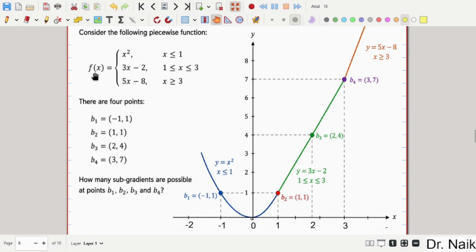Piecewise function means a function uses different equations for different conditions. So f of x uses the equation x square when x is less than or equal to 1. At the same time, f of x uses the equation 3x minus 2 when x is greater than or equal to 1 but less than or equal to 3, and f of x uses the equation 5x minus 8 when x is greater than or equal to 3.